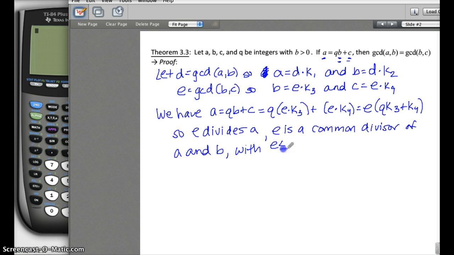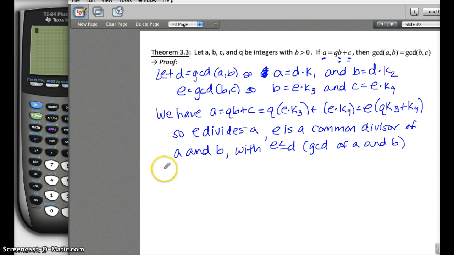With E either less than or equal to D, which was the greatest common divisor of A and B. So the greatest common divisor is the biggest one. So we know that E is a common divisor, maybe not the greatest common divisor, so it's either less than or equal to the greatest common divisor.